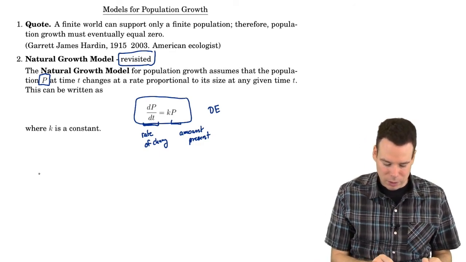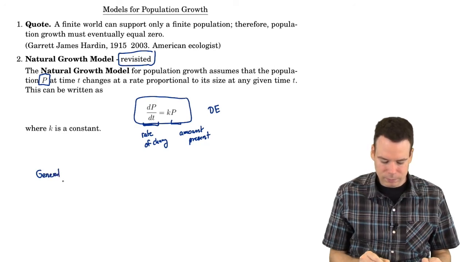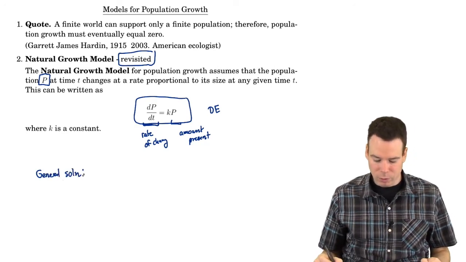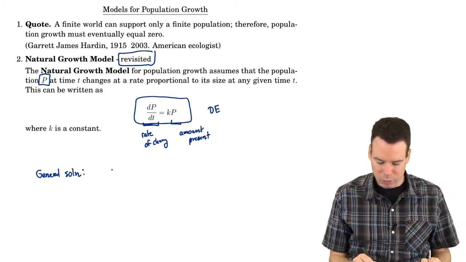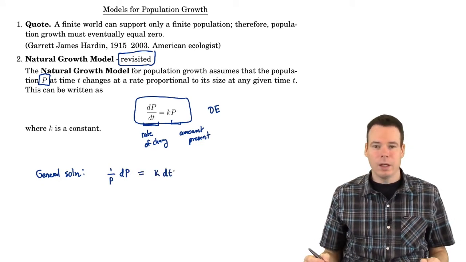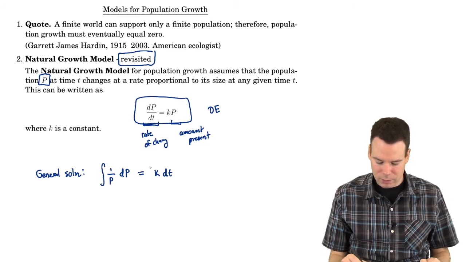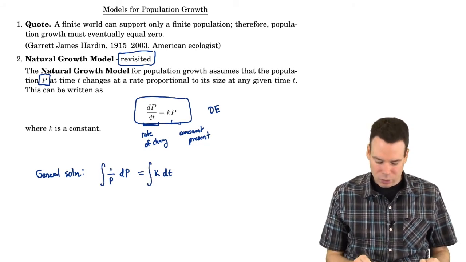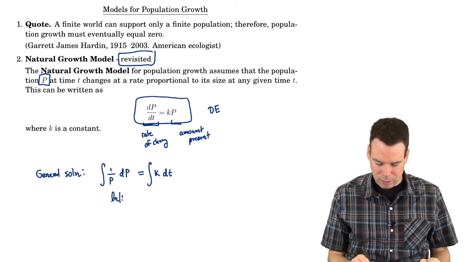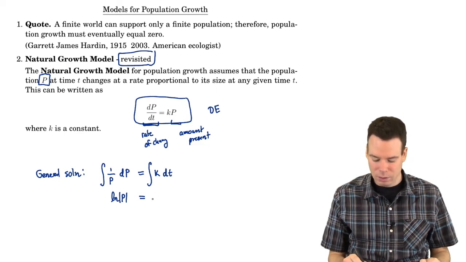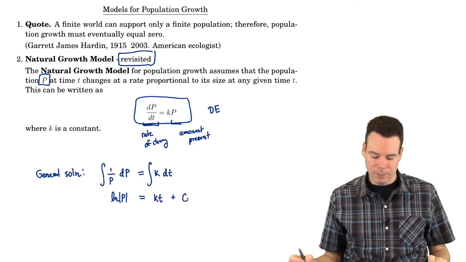Now this is a separable equation, so we can use our techniques from separable equations to solve this. So the idea was you separate the variables, move everything involving P to one side and t to the other side. So this would be 1 over P dP is equal to k dt. And now once you've separated the variables, then you integrate both sides. Now the integral of 1 over P dP is ln absolute value of P, and the integral of k, well k is a constant of proportionality, so the integral would just be kt in this case. And then we have our constant of integration C.